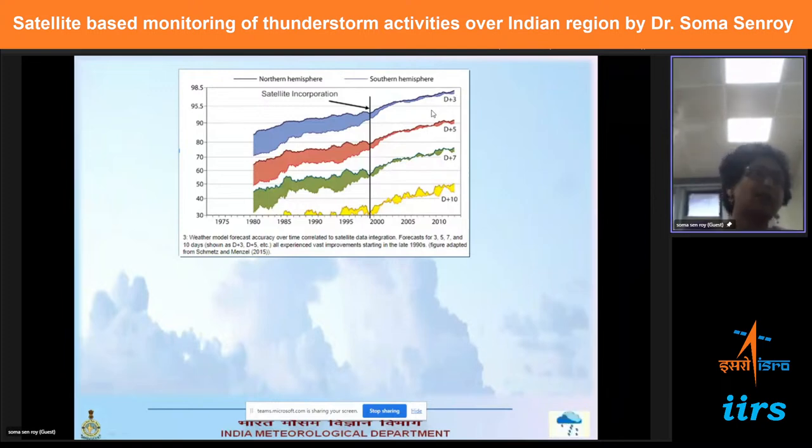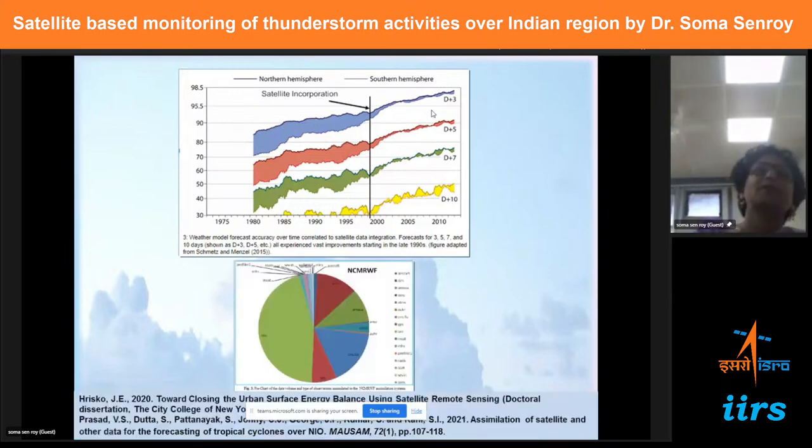Why does it affect us? Because the globe does not exist in terms of hemispheres. If the forecast of one hemisphere, half the world, is wrong, the other half cannot be better. And this difference has decreased, and it has become almost equal to each other. It is only after 2000.